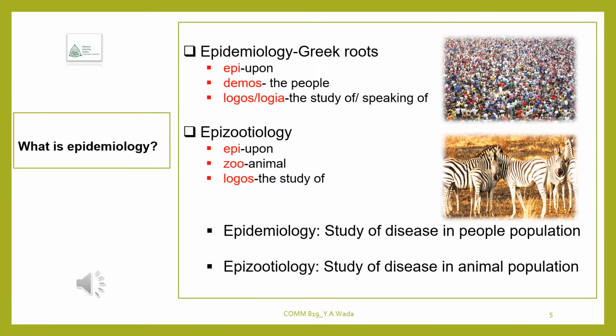And equivalent to epidemiology in veterinary sciences or veterinary medicine, we have epizootiology. Usually, because epidemiology originates from the medical field or human medicine, in vet we tend to adopt an alternative, which is epizootiology, in which epi means upon, zoo means animal, and logos means the study. So basically, it means what happens in animal population that may have health implication to public health.